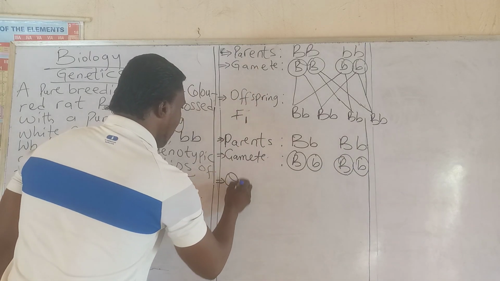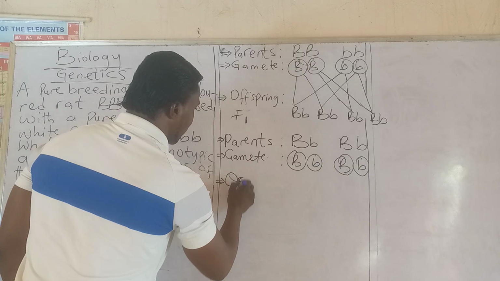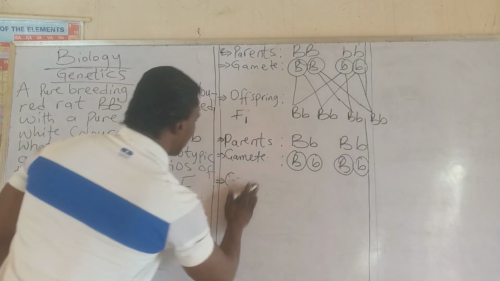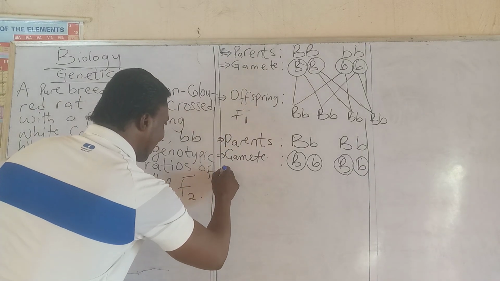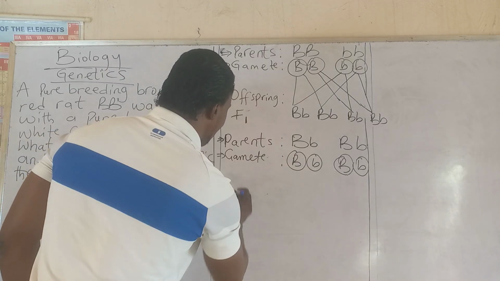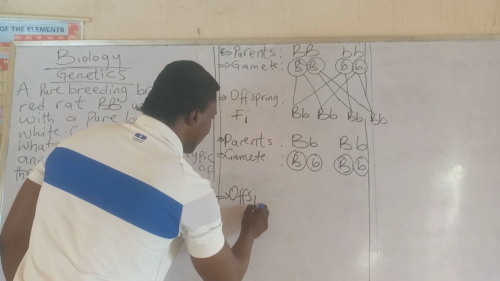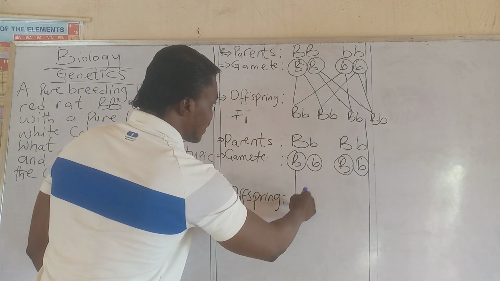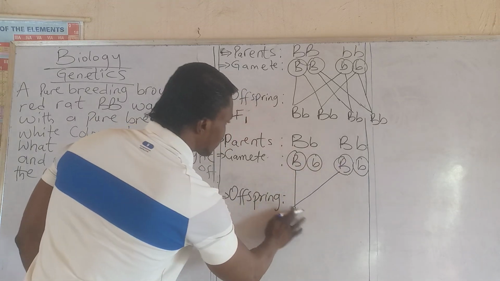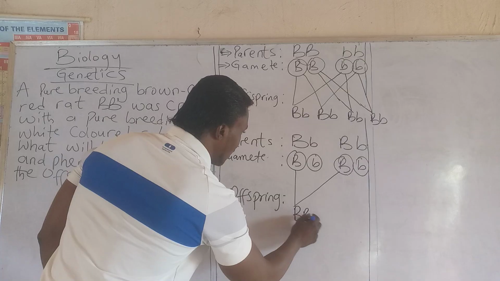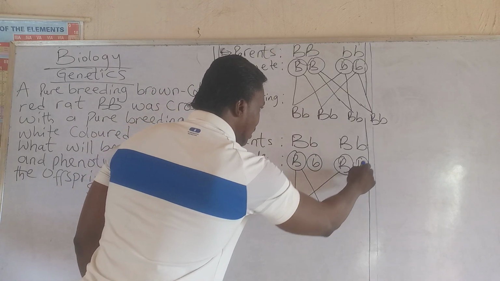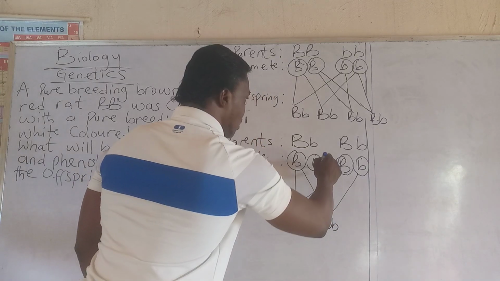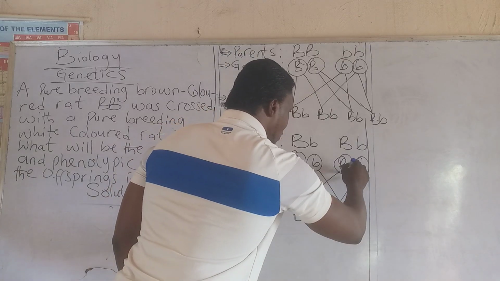The offspring now. Offspring. That's the children. Becomes this. We start. First one here takes the first one here. That's capital B and capital B. The first one takes the second one. And that is capital B and small b. First one takes the first one.